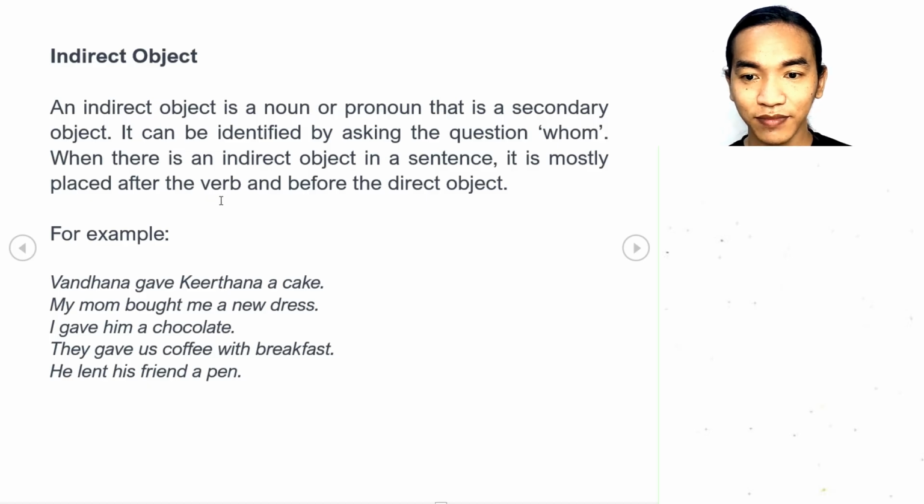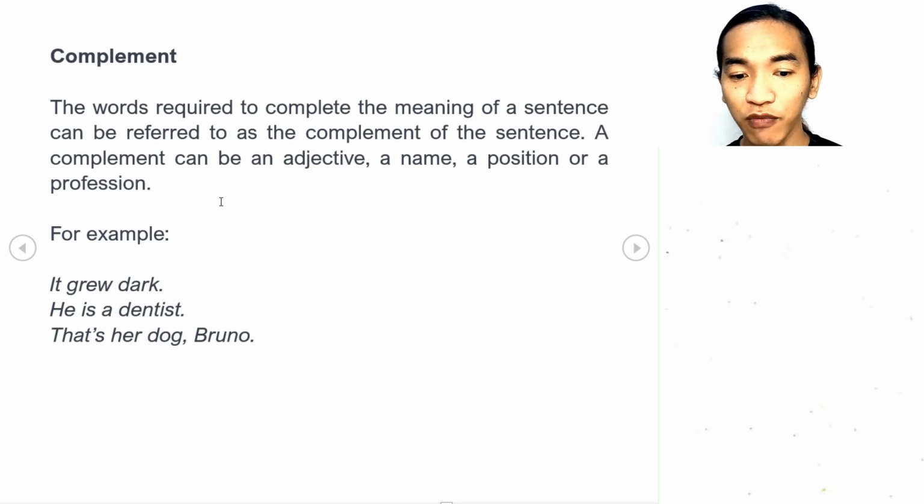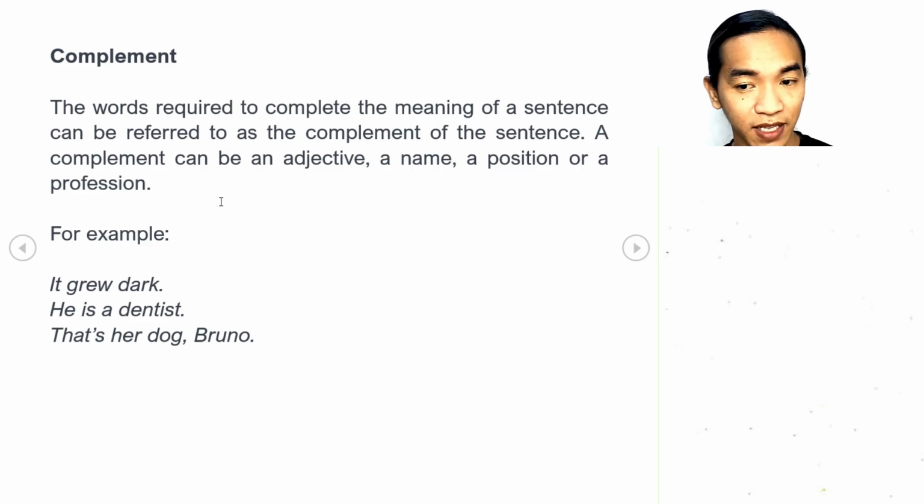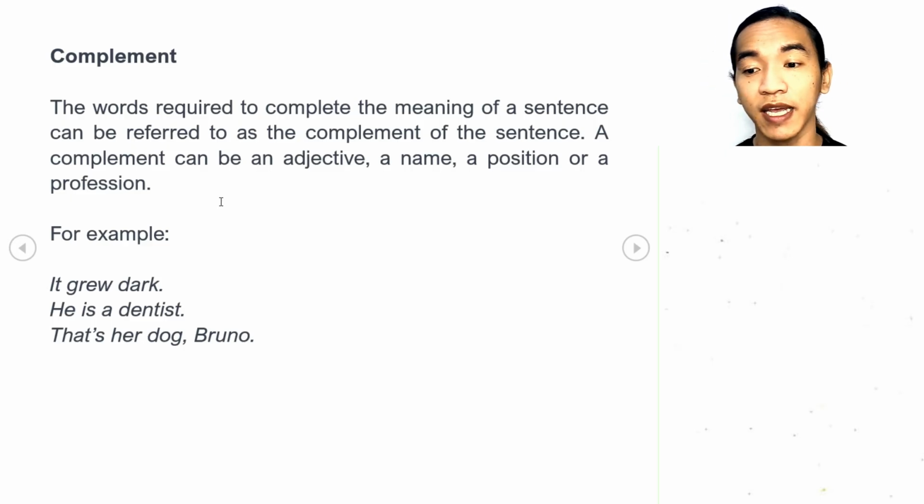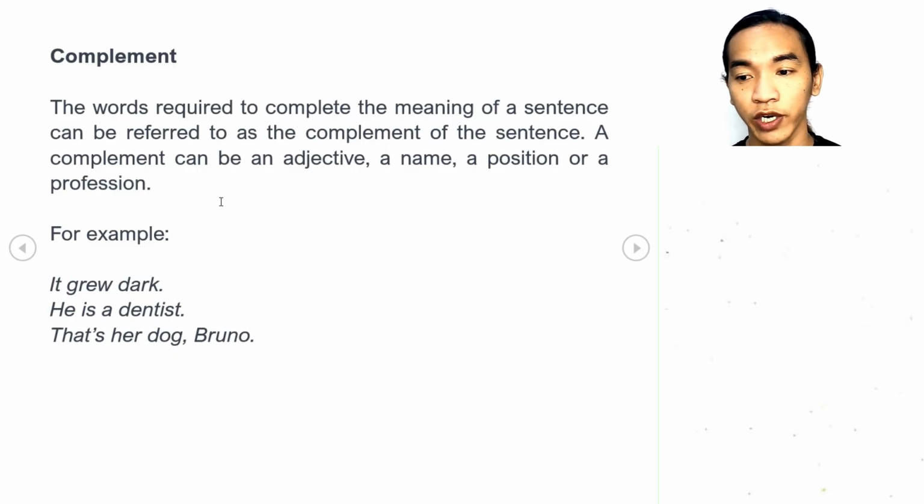Okay? Now, we also have what we call complements. The words required to complete the meaning of a sentence can be referred to as a complement of the sentence. A complement, remember, can be an adjective, a noun, a position, or a profession. Example, it grew dark. Dark is your complement.